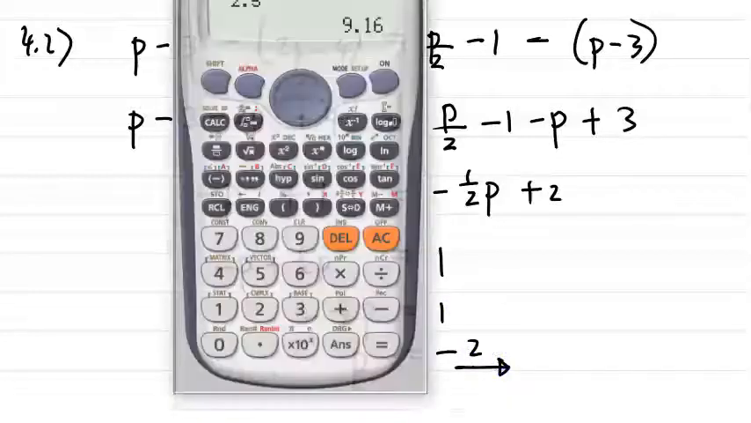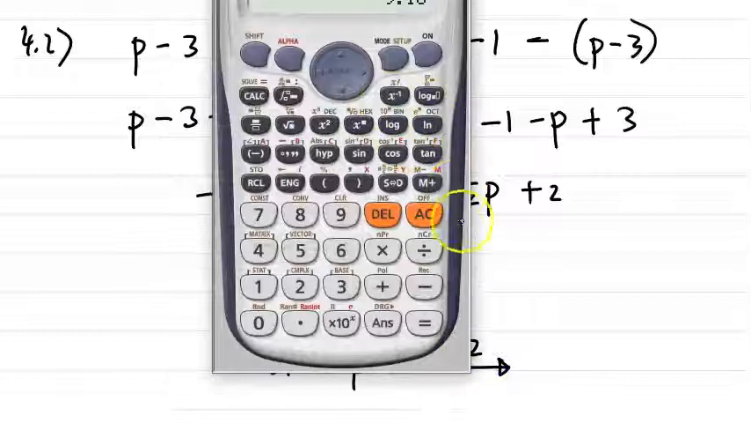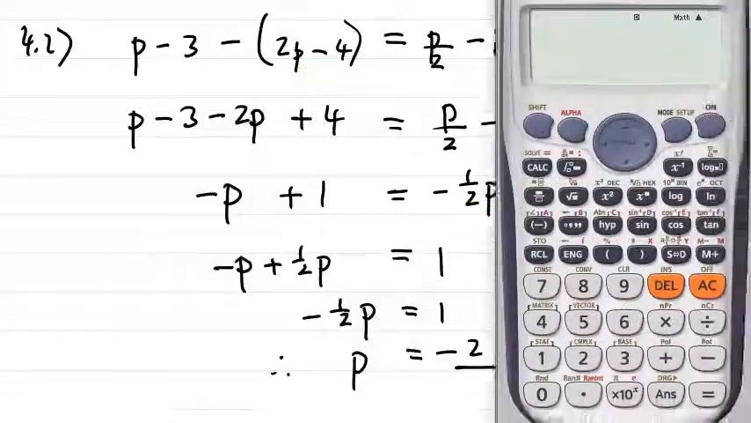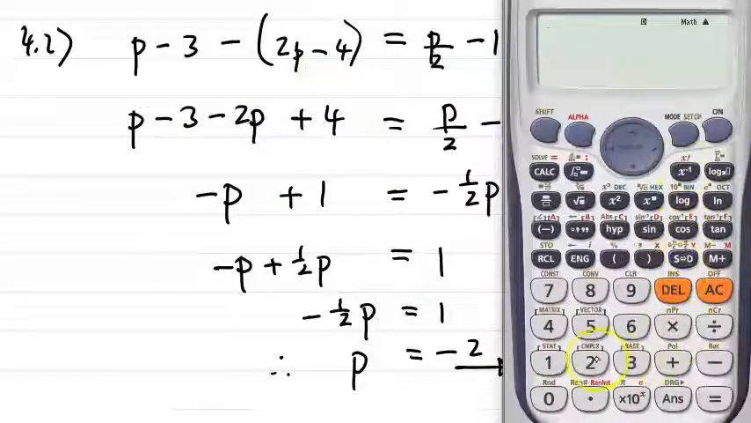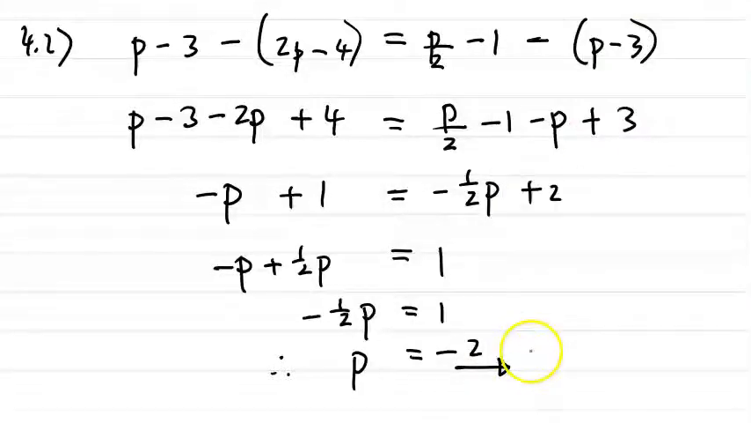Right? Now, in a worst case scenario, if you wanted to, you can just quickly use your calculator there. For example, 1 divided by minus 1 over 2 equals, right, minus 2. So that's our solution. So therefore we got p equals minus 2.